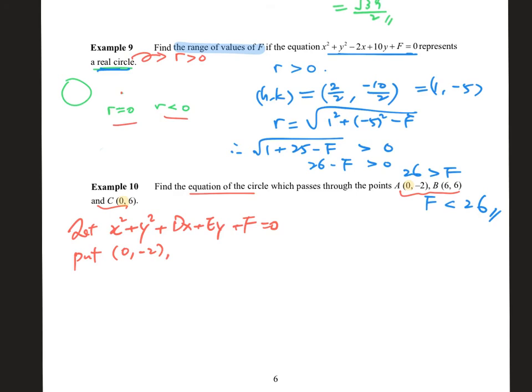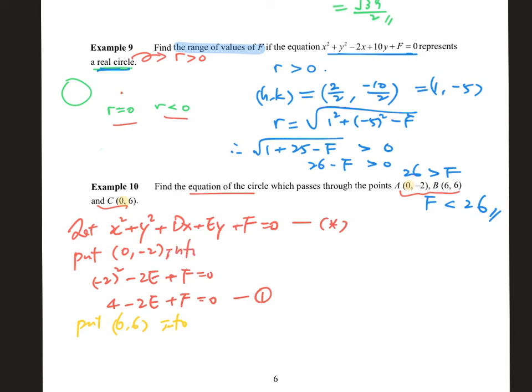Putting 0 and minus 2, you have minus 2 squared minus 2e plus f equals 0. That means 4 minus 2e plus f equals 0. That's much better because you are having 2 unknowns only. Similarly, now we put in 6, a harder one, again into x squared. I don't want to write the equation several times. How about I call this equation a star? So we put 0 and minus 2 into star for the first one. Yellow one, the second one.